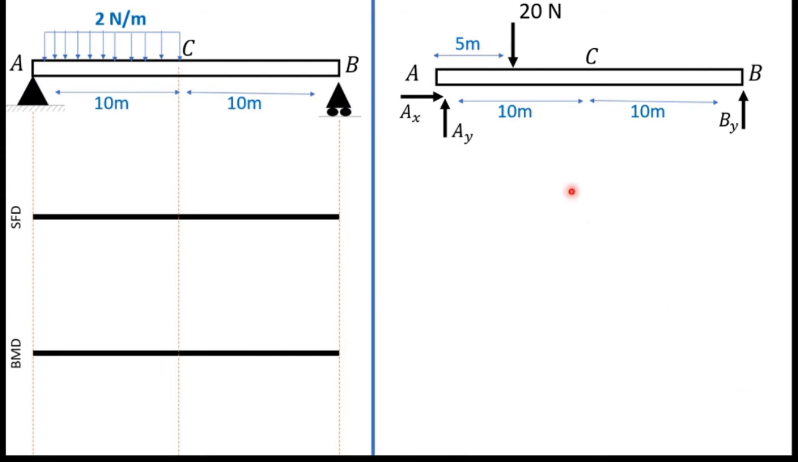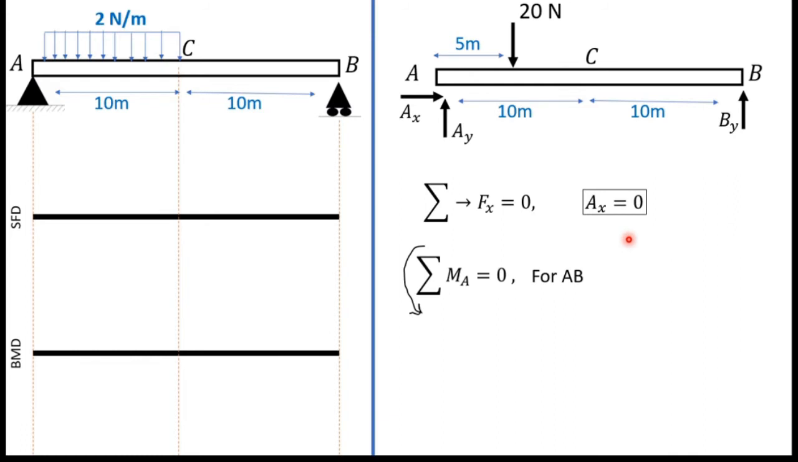So now I can find these support reactions. For that I will consider sum of all the horizontal forces. Then I can get Ax equals 0 because there are no horizontal forces other than this Ax force.